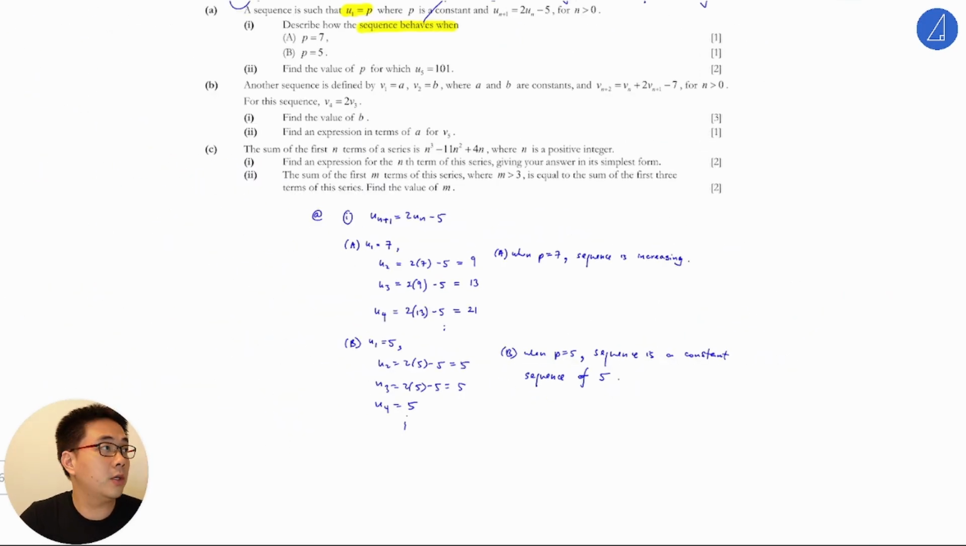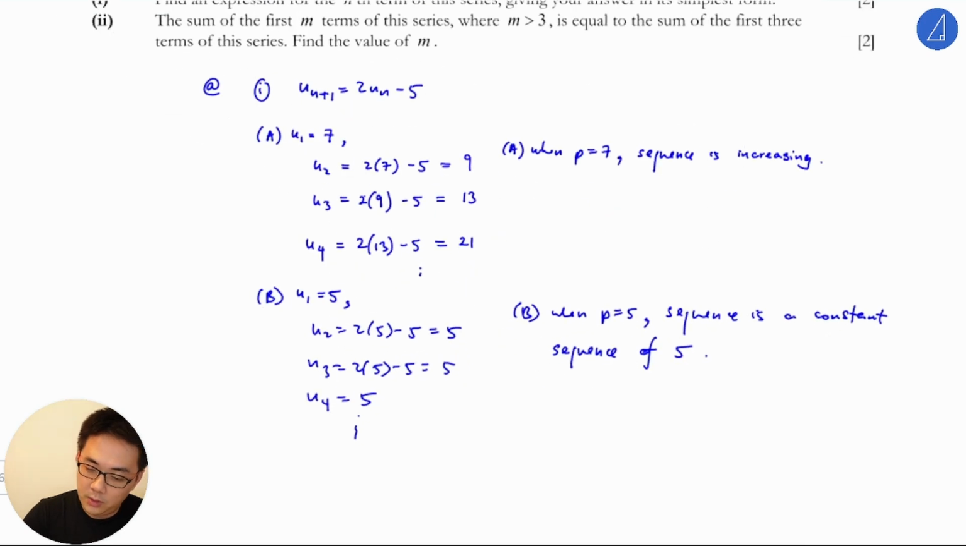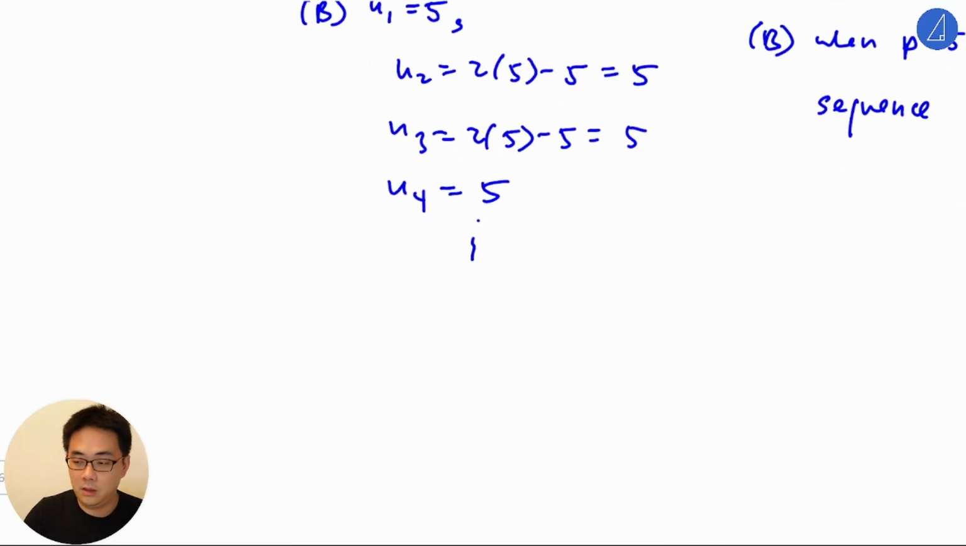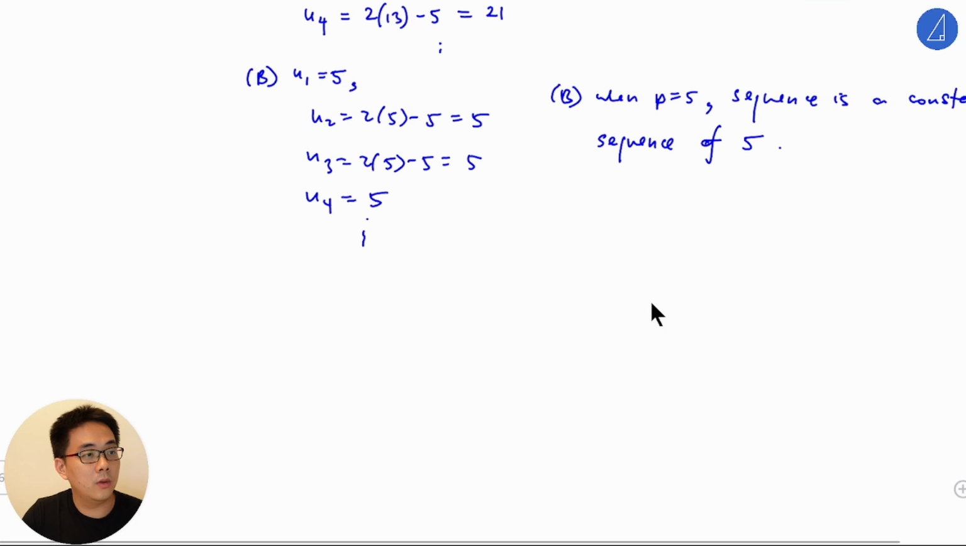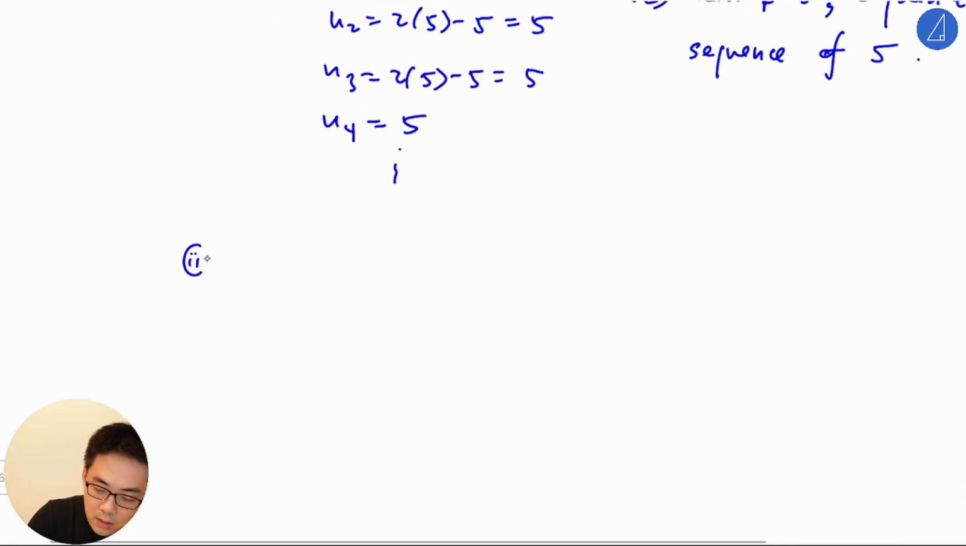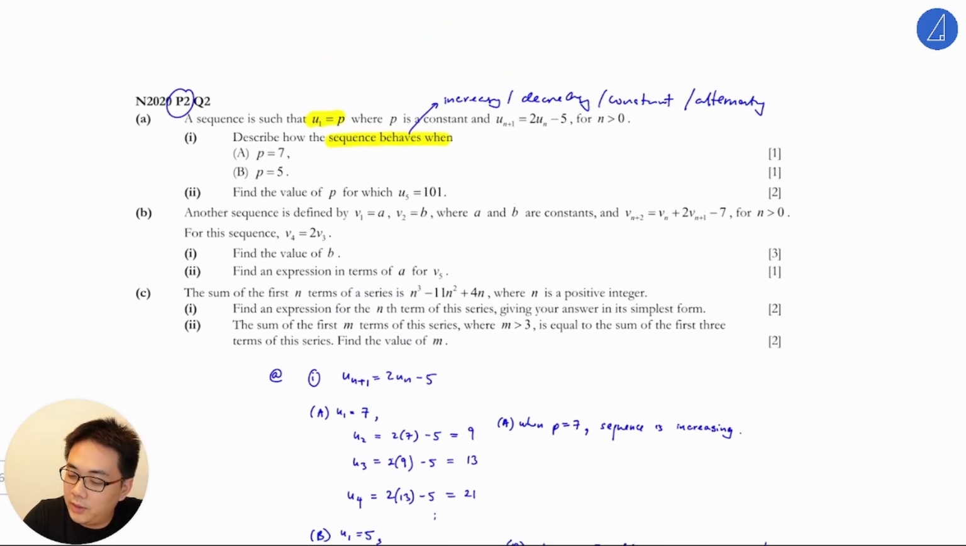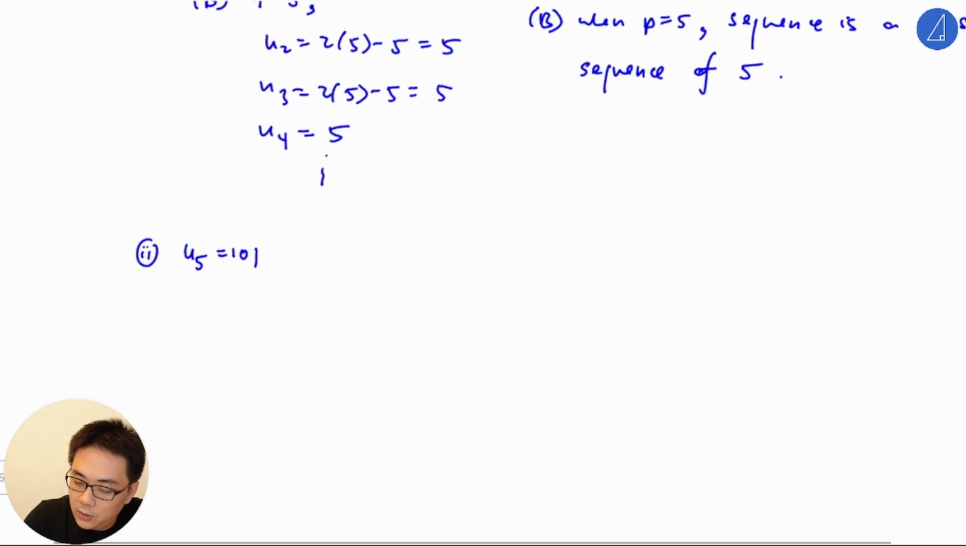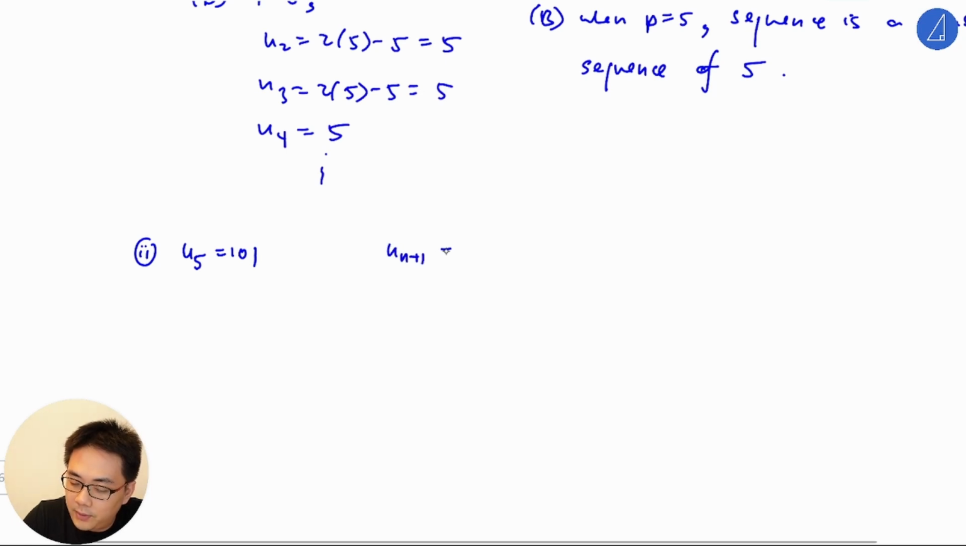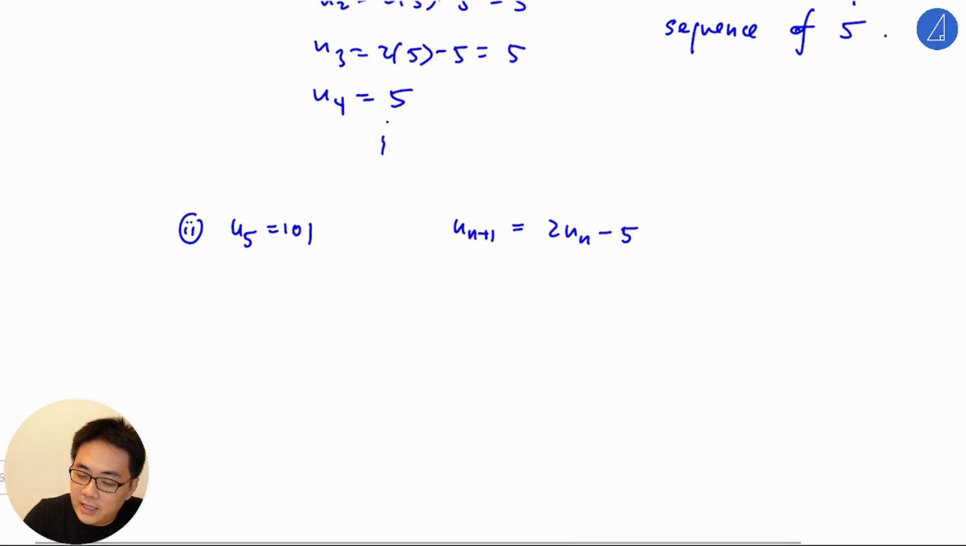Find the value of P for which U5 is 101. This one shouldn't be an issue also. U5 is 101. Now you just work backwards. Just now you're iterating forward, right? Now you work backwards. You know that Un plus 1 is 2Un minus 5. Now look at this, because you want to work backwards, meaning you need to find this. So your U5 should be this one, then this is U4.